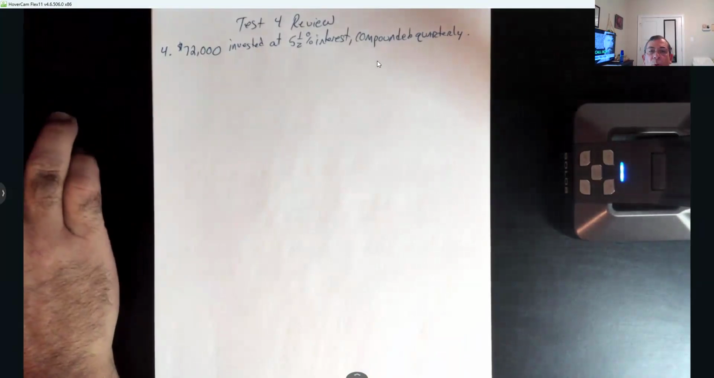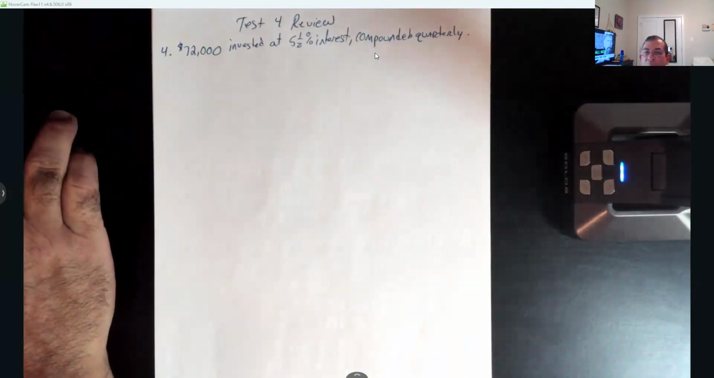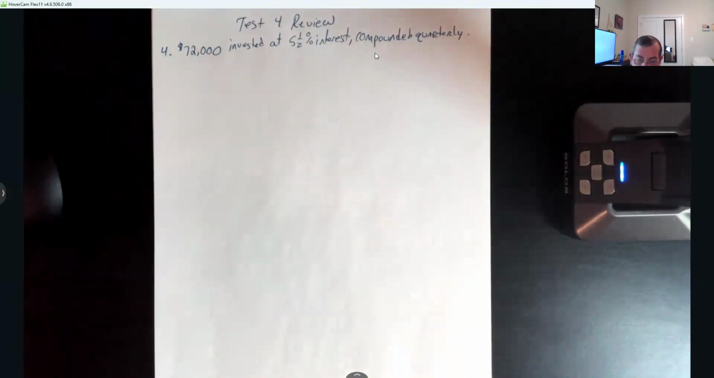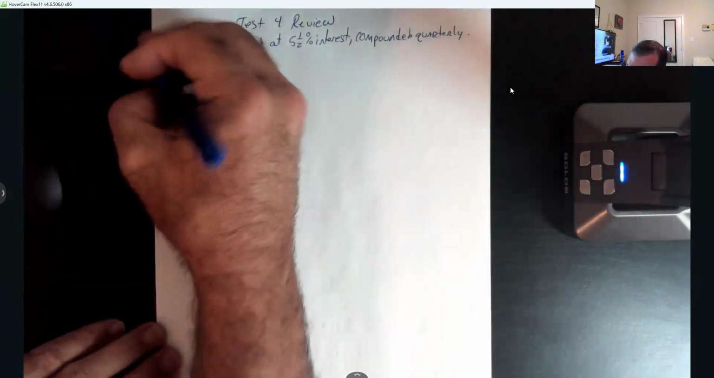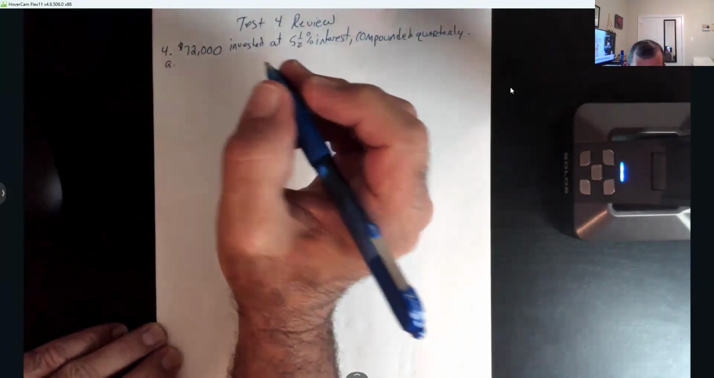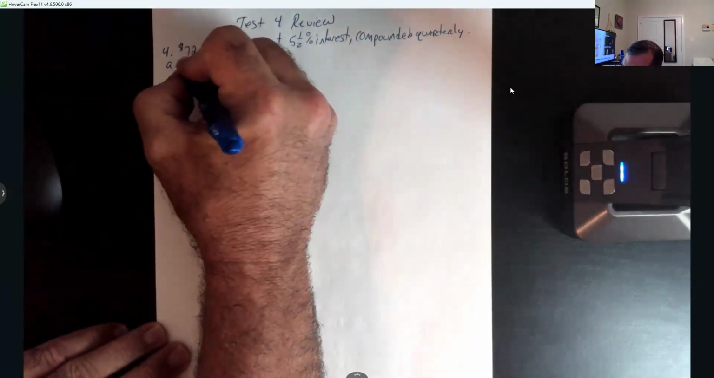So y'all, this is the one where we got to come up with the formula that we would use. And then once we get the formula, put in our different amounts for the years they're asking, okay? So for A, we got to find the function.